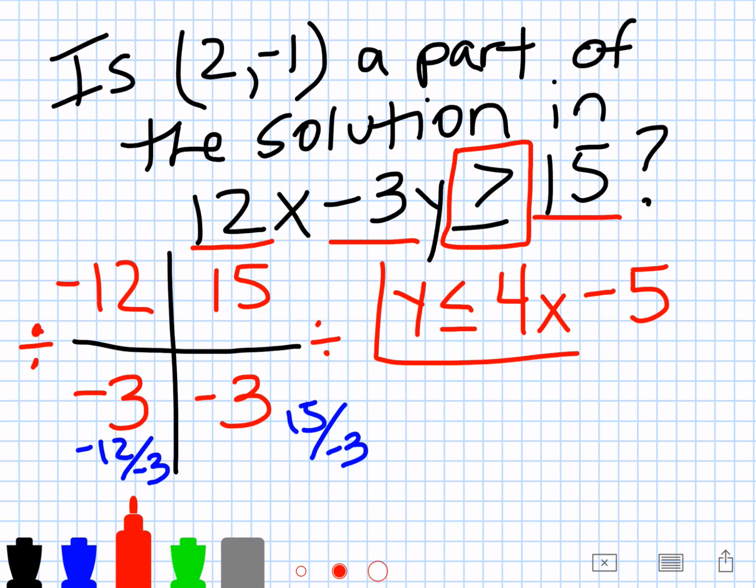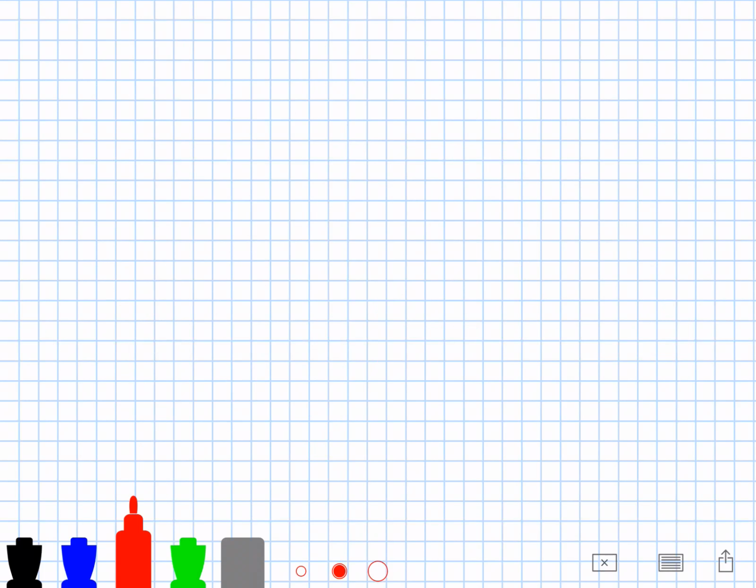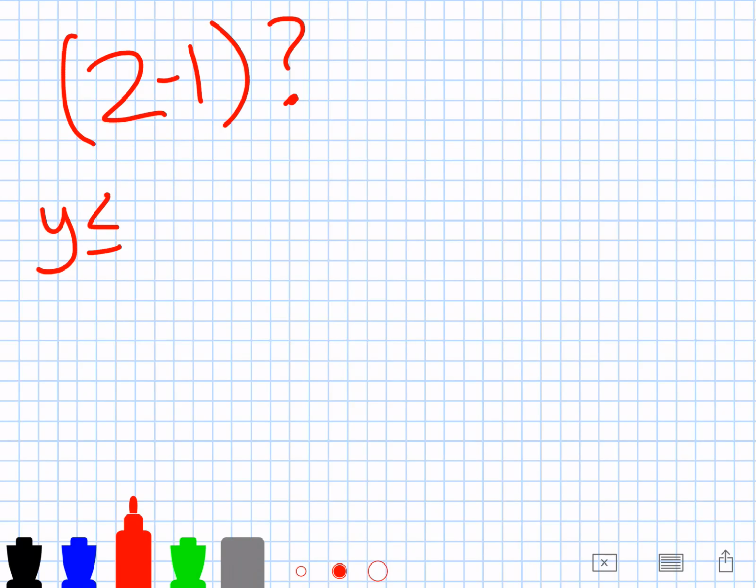I have now solved my original inequality for y, and I can now graph this particular inequality. Let me make sure you have this written down. I am trying to figure out if (2, -1) is going to be a part of my solution. That's what we're trying to figure out. We now have our solved inequality for y, which is y is less than or equal to 4x minus 5.